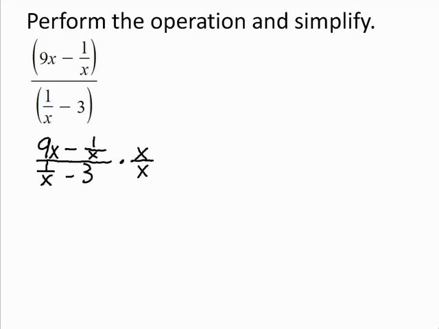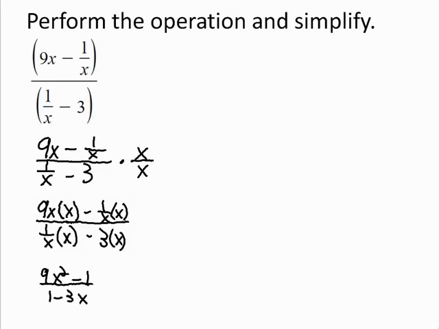Now distribute the x. 9x times x minus 1 divided by x times x, divided by 1 divided by x times x minus 3x. This simplifies to 9x squared minus 1 divided by 1 minus 3x. Factor 9x squared minus 1 into 3x plus 1 and 3x minus 1. Factor a negative 1 out of 1 minus 3x.